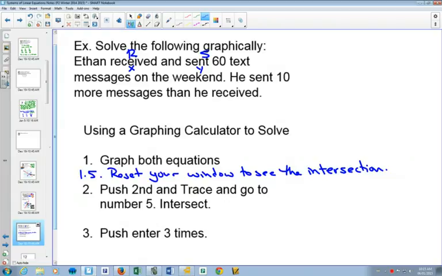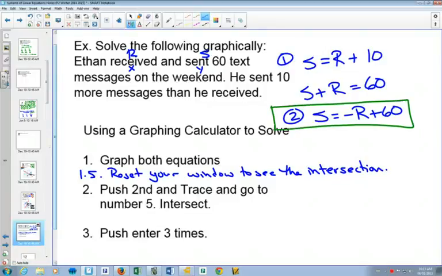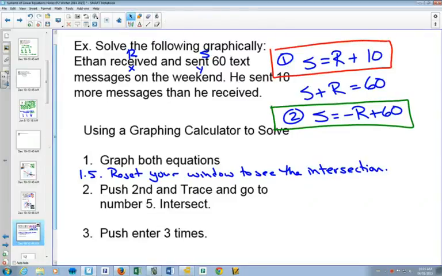Okay, sent equals received plus 10, and sent plus received equals 60. And the first one that you said is already in y equals mx plus b form. The second one, if we wanted to rearrange it, we'd have to subtract the r on both sides. So this is my equation 1, and this is my equation 2. There's a green one and a red one.